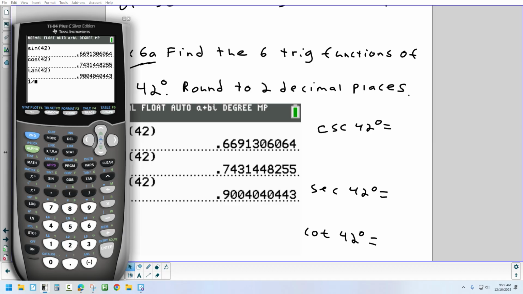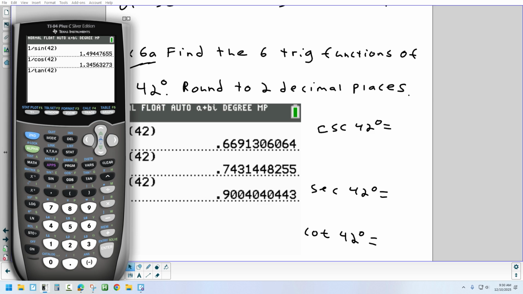So if you want to know the cosecant, you're going to do, let me clear it so I have a nice screen, 1 over the sine. We took the sine and we flipped it. If you want the secant, you're going to do 1 over the cosine. And if you want the cotangent, you're going to do 1 over the tangent.